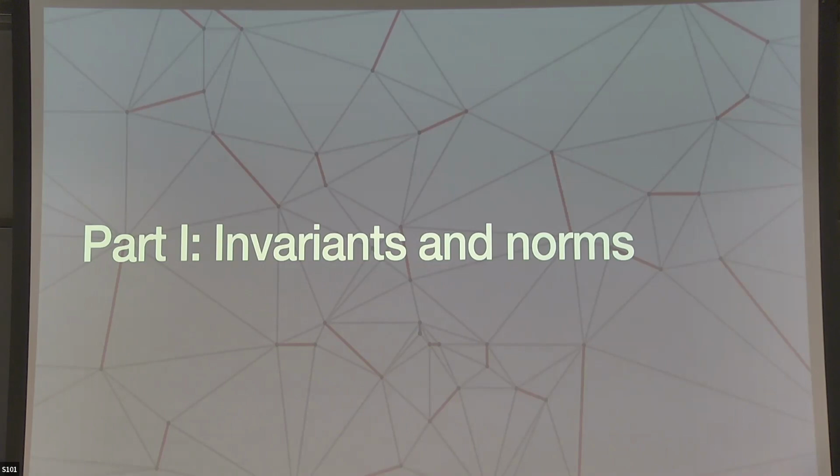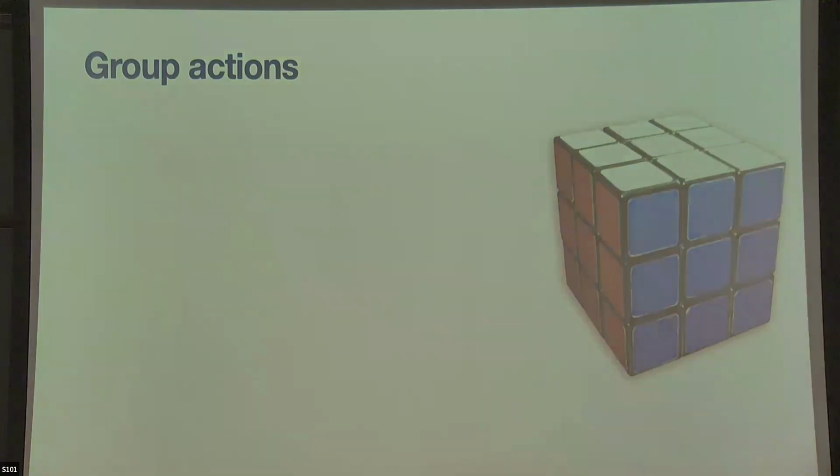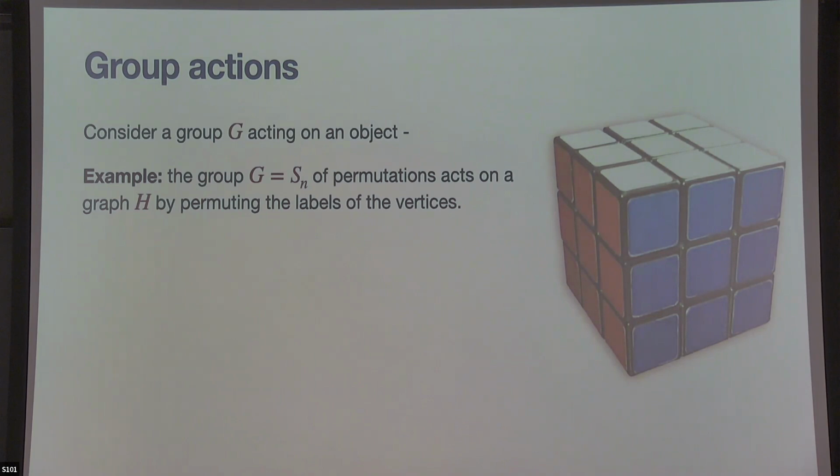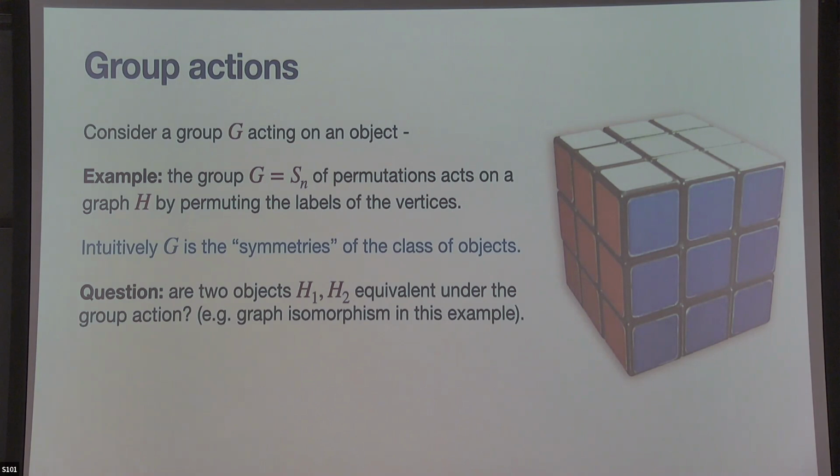Okay. So let's talk about group actions and invariants and norms. Here's just a vague motivational slide. So you could have a group, like the ones you learned about in algebra, acting on some object. Maybe a group can act on a graph by permuting the vertices. And think of G as being like the symmetries of the class of objects. And a lot of times we want to know things like, given two objects, are they equivalent under the group action? So graph isomorphism is the famous problem with this. Another way of saying this is, do they have the same group orbit? The orbit under a group is everything that you can reach by acting on a particular point.